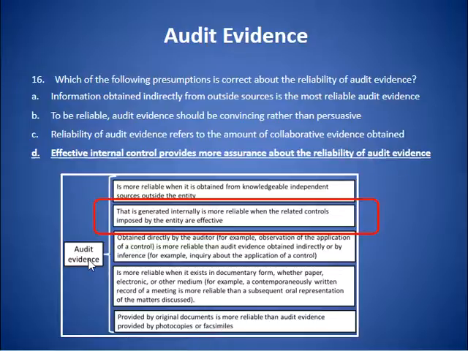And if we look at audit evidence of presentation, what we say here is audit evidence that is generated internally is more reliable when the related controls to that audit evidence imposed by the entity are effective. So we can trust the audit evidence more, even if it's generated internally, when we know the internal controls that impact that audit evidence are effective.